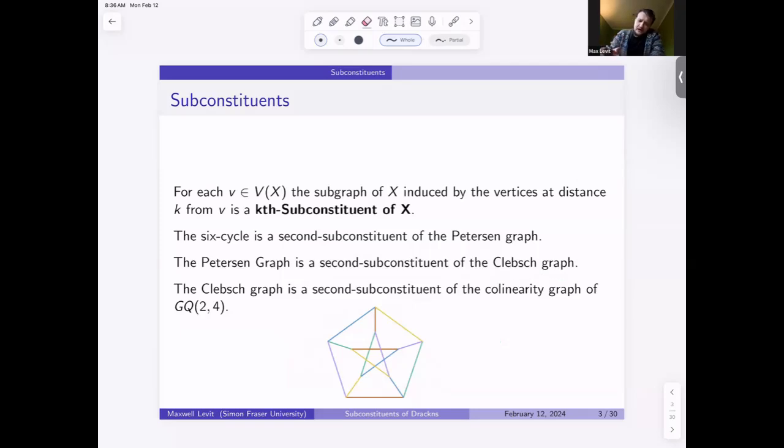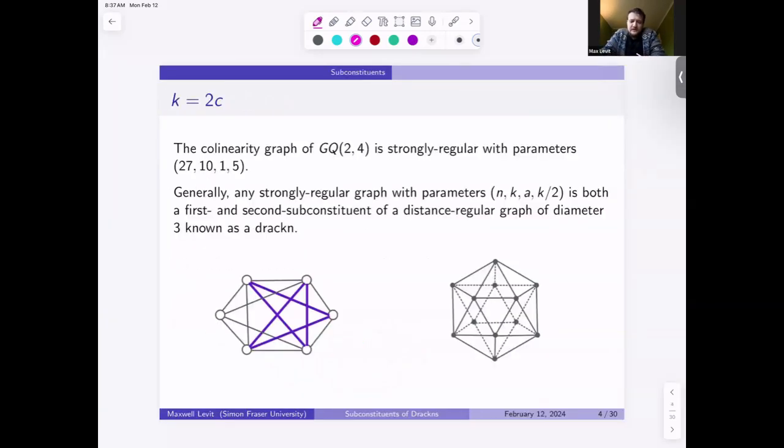Continuing in the same vein, the Klebsch graph sits as the second subconstituent of another strongly regular graph, which is the collinearity graph of the generalized quadrangle 2-4. That one I won't draw, but there are nice pictures where you can see a Klebsch graph hiding in there. So already we have this interesting continued structure in a family of graphs. The second neighborhoods contain something very nice and beautiful. And you can ask, well, I've gone this far. Can I go further? Can I find another distance regular graph that contains this thing as a second subconstituent? And actually, you can. And that's going to start the motivation for what I'm talking about today.